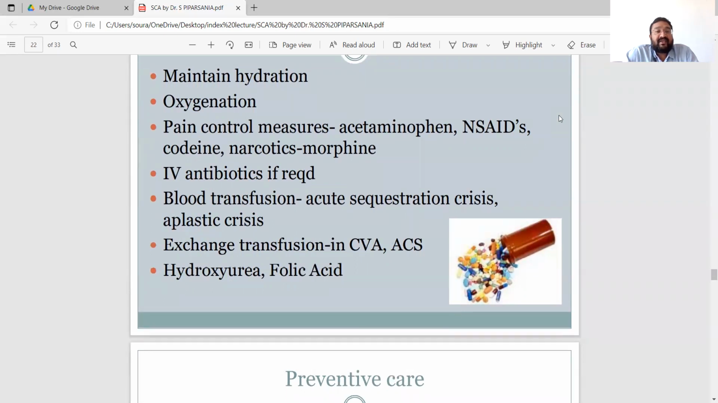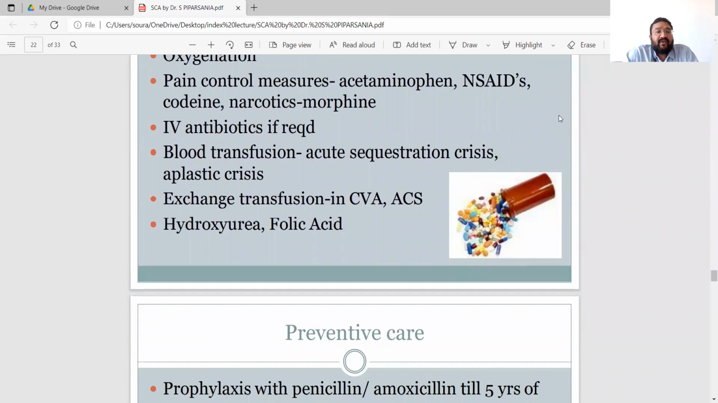As pain is one of the most prominent symptoms in children with sickle cell anemia, pain control measures should be taken. For this, drugs are used, which include acetaminophen, NSAIDs, codeine, and narcotics such as morphine. IV antibiotics are required only if infection is suspected. Blood transfusion is indicated in patients with severe anemia or who present with acute sequestration crisis, in which there is sudden fall in the hemoglobin level and enlargement of the spleen. And second is aplastic crisis, when the bone marrow fails to produce RBCs. These are the conditions in which blood transfusion is indicated.